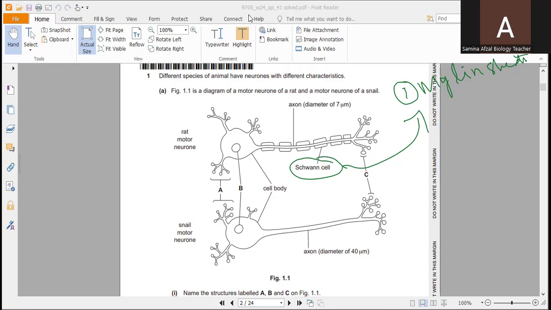What is saltatory conduction? Saltatory conduction is the process in which a nerve impulse or action potential travels along a myelinated axon. Instead of moving continuously, the impulse is unable to move continuously. For example, there are points where the myelin sheath is not present, already told you, and these are called nodes of Ranvier.